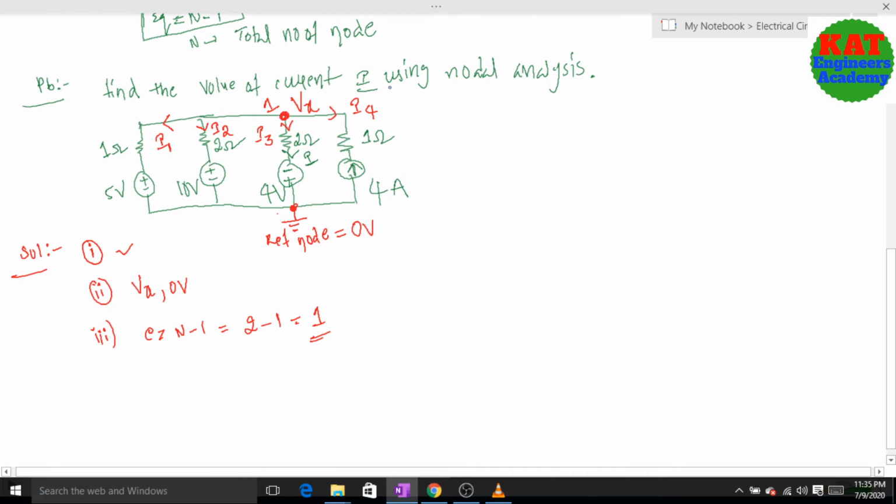So here I am writing the KCL equations. What is the KCL equation? Solving the KCL equation is the fourth point. If you have two equations, we can solve them. Here I am having only one node, so you can write the KCL equation.